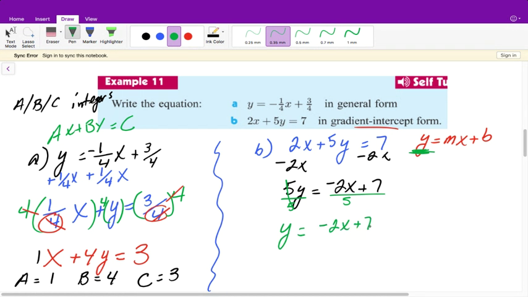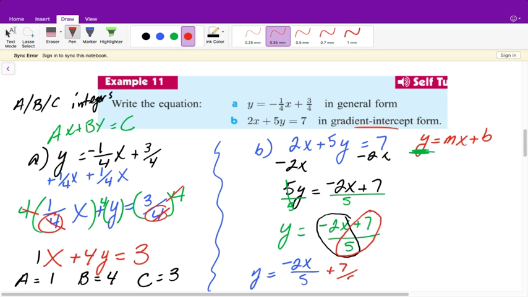All right, but now the one thing that you need to do is when you are writing it in slope-intercept form, you are going to create 2 separate fractions. You will create one here, so then you have y is equal to -2x over 5. And then you will create another fraction with the number on the outside. So that will then be plus 7 over 5. All right, we want to separate these.